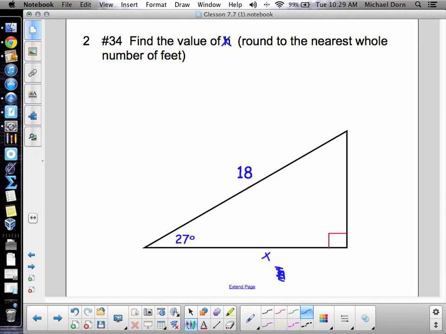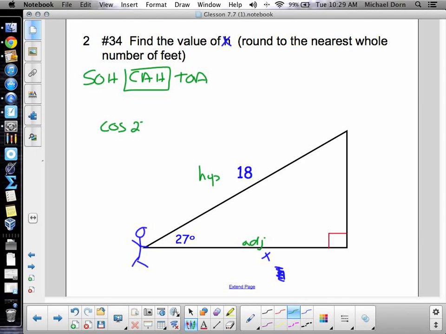So here's my angle. There's my perspective. If this is my angle, 18 is which side in this triangle? The hypotenuse. And 8x is the adjacent. And using TOA, adjacent and hypotenuse is right there. So cosine of the angle is the ratio of the adjacent over the hypotenuse. There's my equation. So we use our relationship to set up an equation. Then we solve that equation.